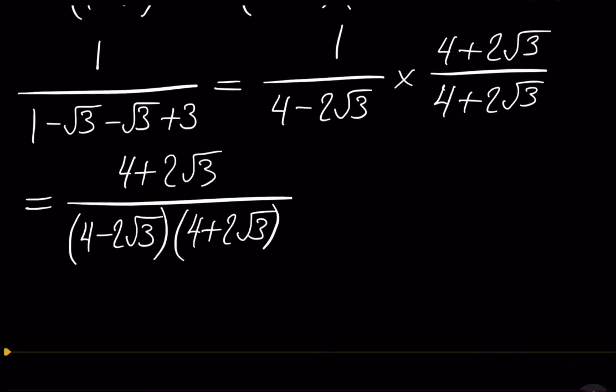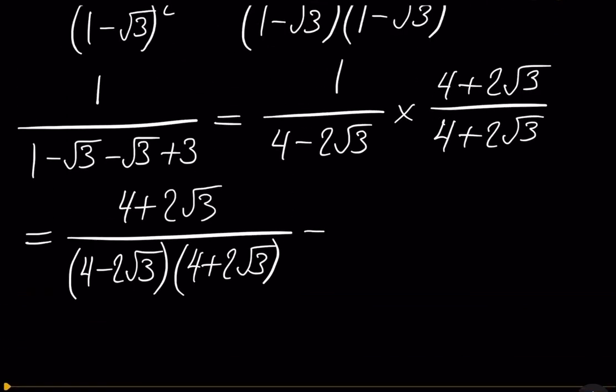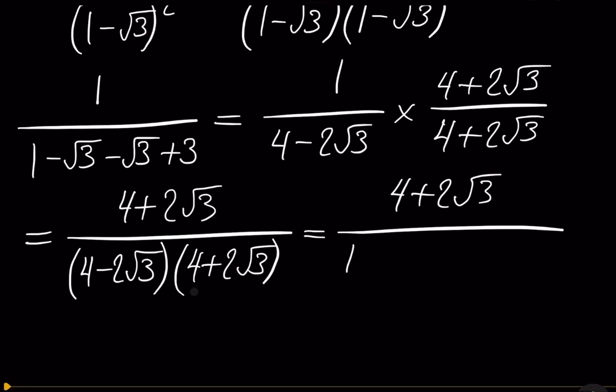And we have to expand the brackets, obviously, in the denominator. And this all equals 4 plus 2 root 3, the numerator, and then 4 times 4 is 16. 4 times 2 root 3 is 8 root 3. And 4 times negative 2 root 3 is negative 8 root 3. And then negative 2 root 3 times 2 root 3 is equal to negative 12.